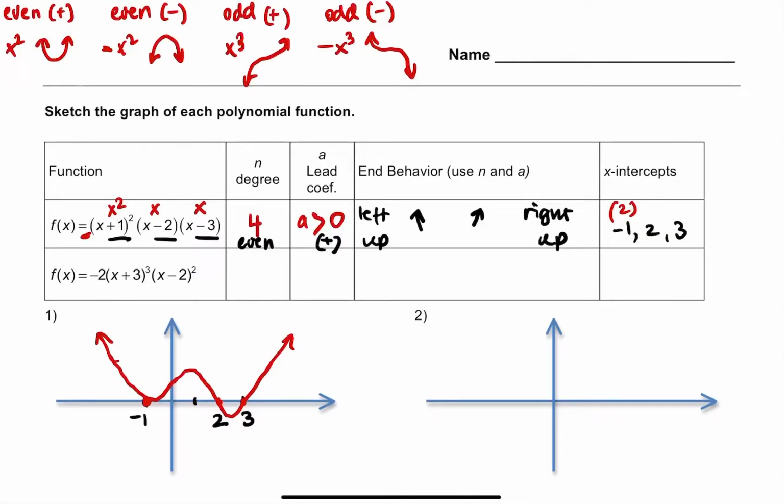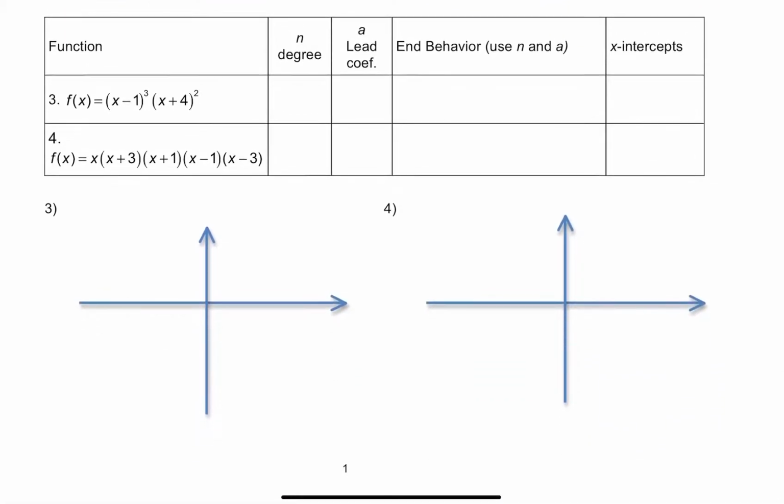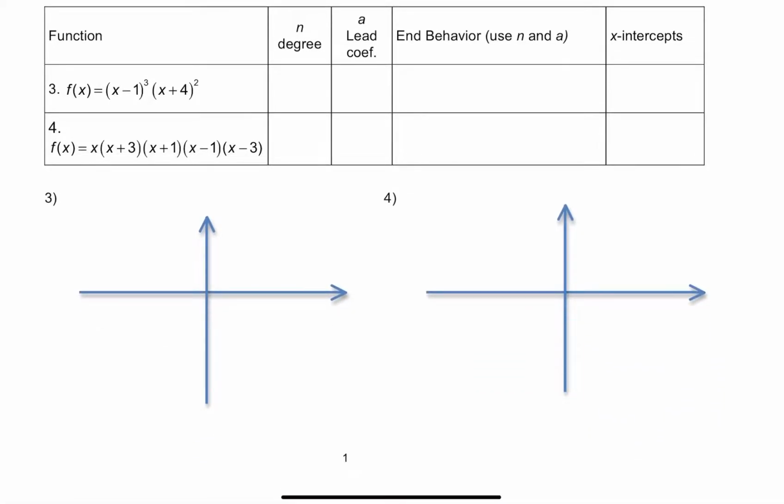Okay, so we're going to go to question 3 now. Same deal. We're going to look at our equation to answer all the questions. So we know that the degree will have x to the third in the first parentheses and x to the second in the second parentheses, which means the total degree is 5, which is odd. The leading coefficient again is positive, so a is greater than 0.